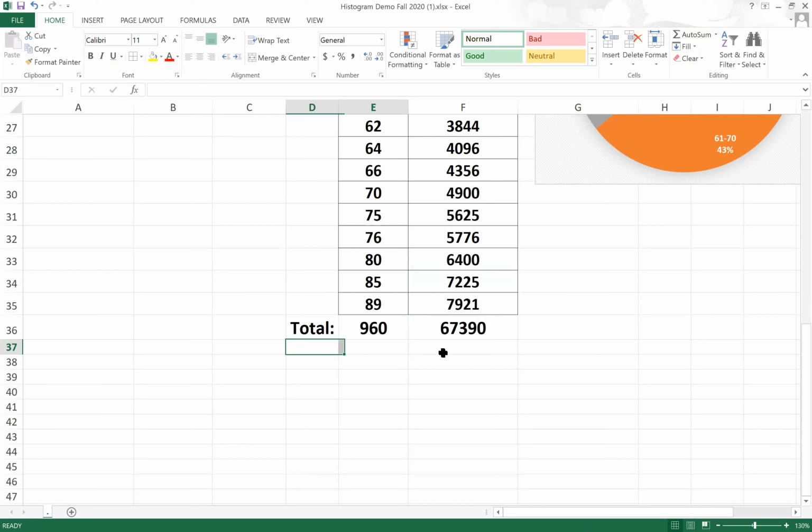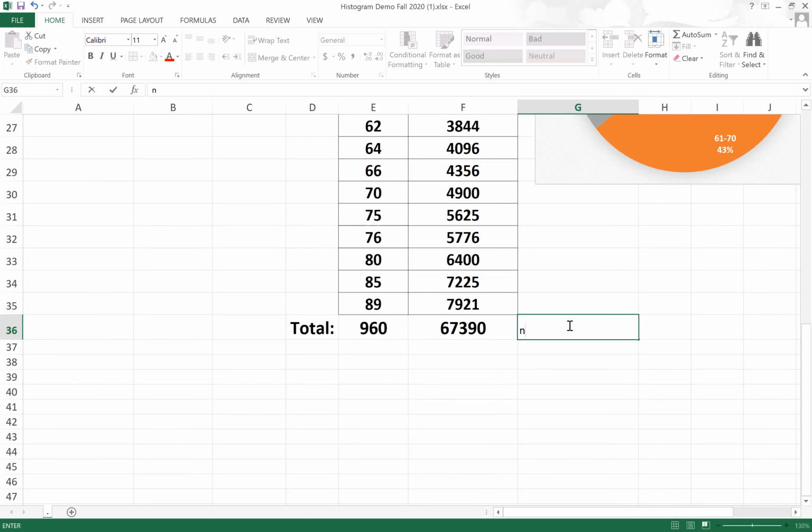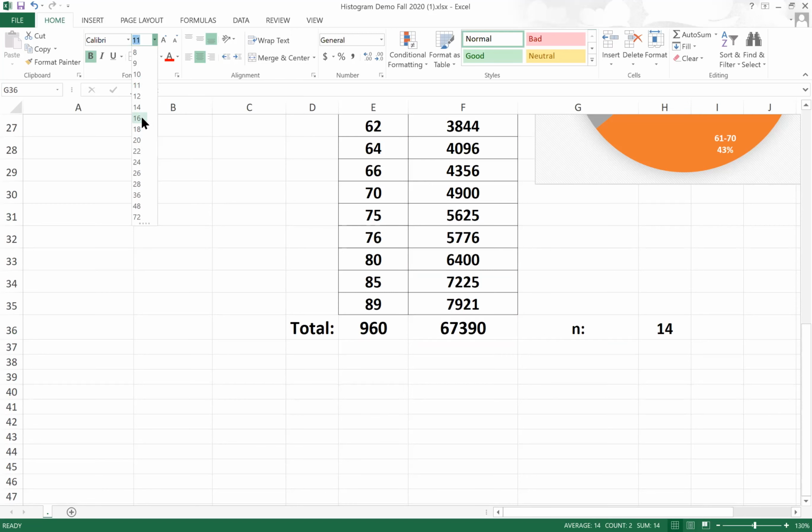So let's calculate the standard deviation underneath it. So remember the sample size here. Sample size is 14. Okay, that's also needed. Now once you have all this, we're ready to calculate the standard deviation using Excel.